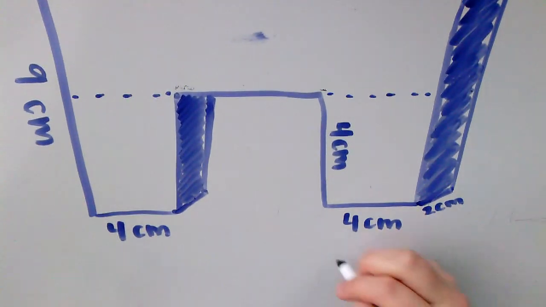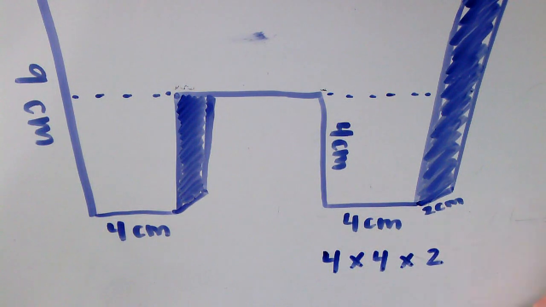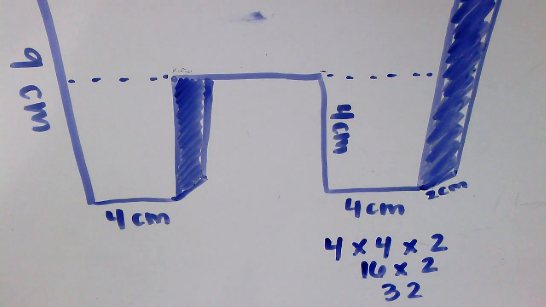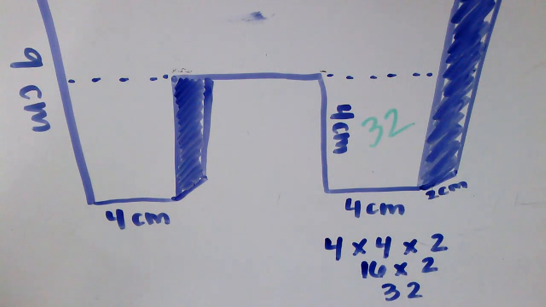So essentially, I'm doing 4 times 4 times 2. So now I have 16 times 2, and that gets me 32. Okay, so I'm going to write that in a different color. The volume of this section is 32. Now I need to find it for this one.